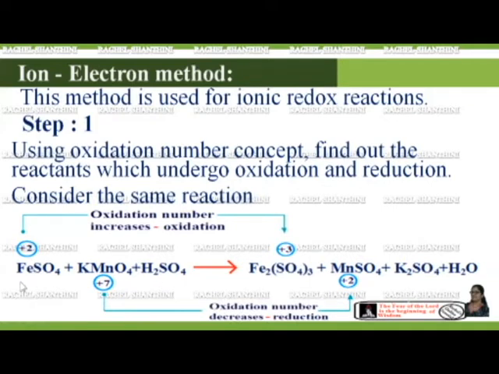Here Fe2+ in FeSO4 loses one electron and becomes Fe3+ in Fe2(SO4)3. Since there is an increase in the oxidation number, this is the oxidation part of the redox reaction. Coming to KMnO4, Mn7+ in KMnO4 gains 5 electrons and becomes Mn2+ in MnSO4. Since there is a decrease in the oxidation number, this is the reduction part of the redox reaction.